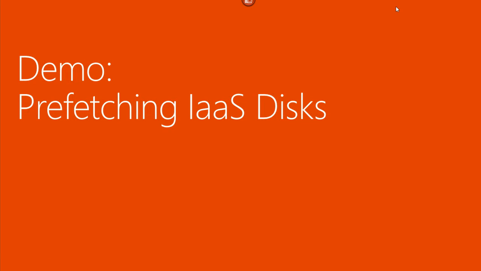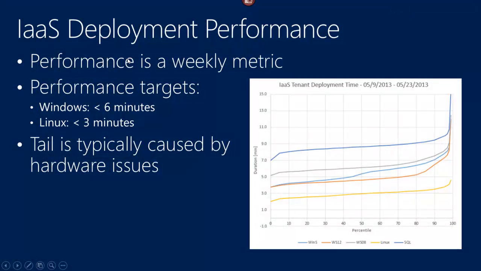As far as our performance goals, we measure this weekly. In fact, every Thursday, we have a performance meeting to look at what's going on, both from storage and compute deployment. Our performance targets are Windows deployments under 6 minutes, Linux deployments under 3 minutes. Yeah, I know, that's sad. We're working on it.